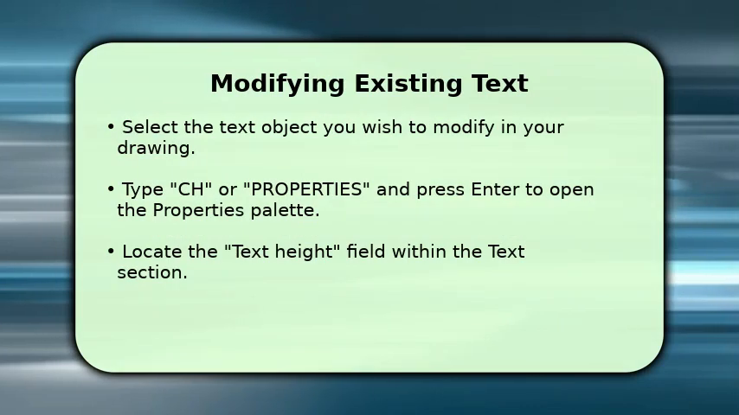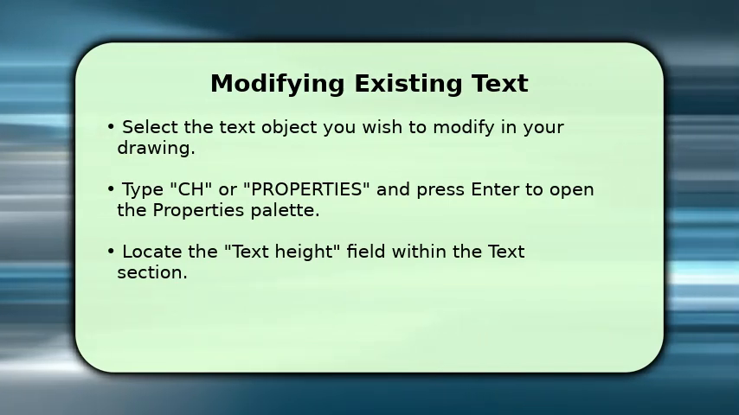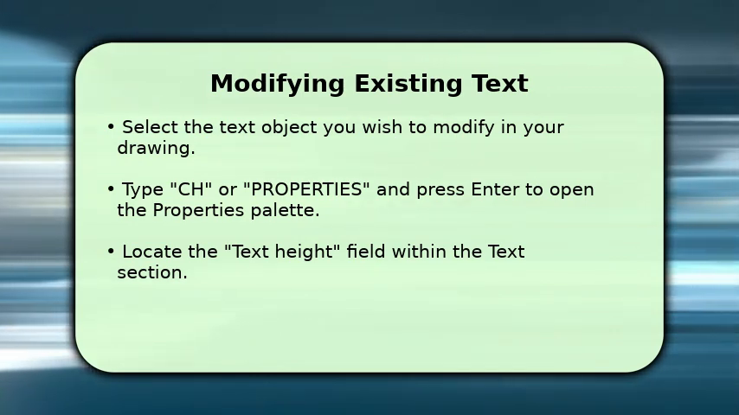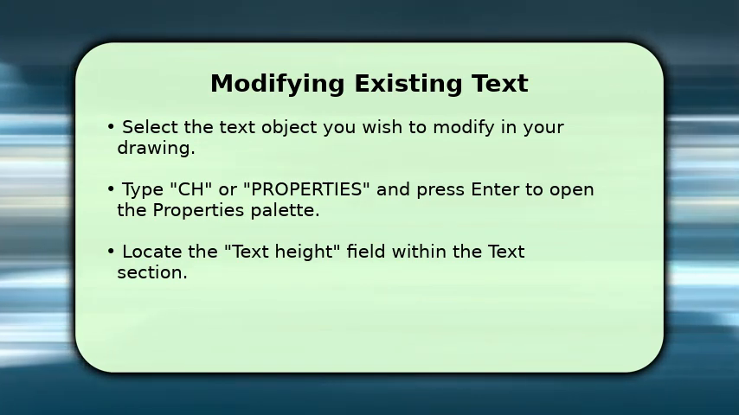If you need to adjust text that is already in your drawing, simply select the text object. Then, type CH or Properties into the command line and hit Enter to open the Properties palette. In the Text section, find the Text Height field. You can then input a new value, for instance, 3 units, and press Enter to instantly update the text size.